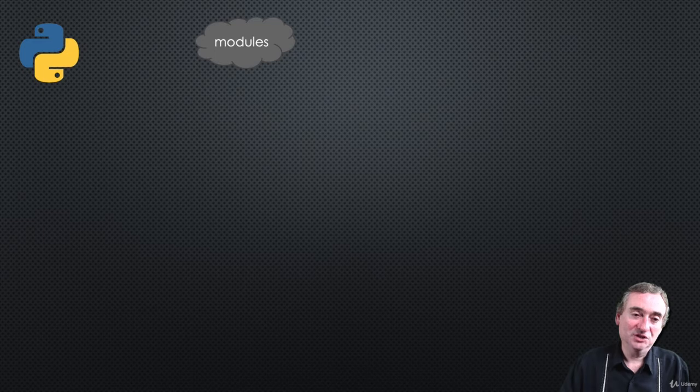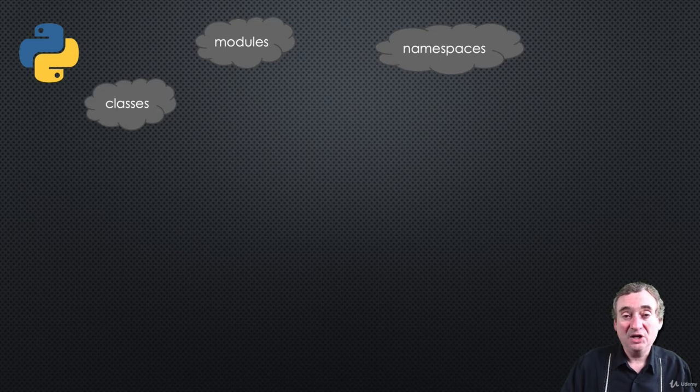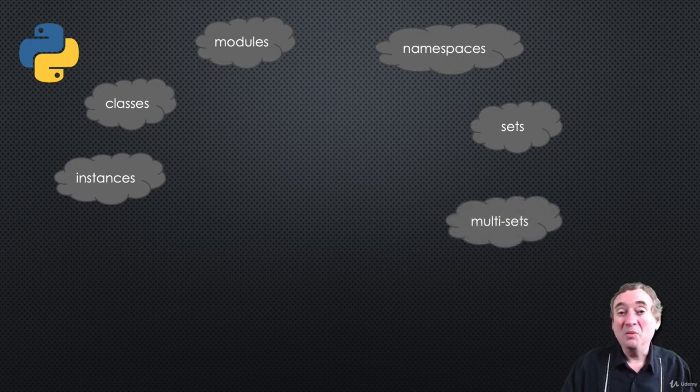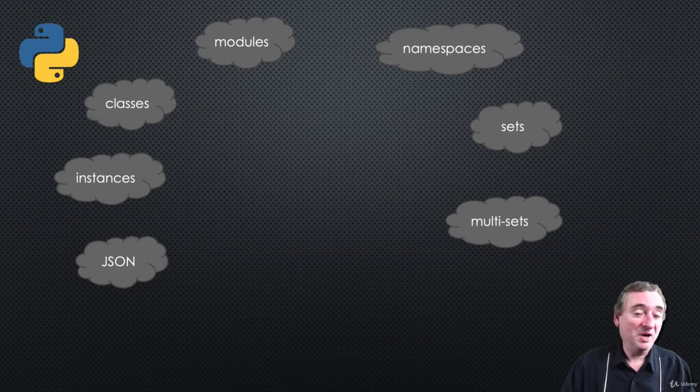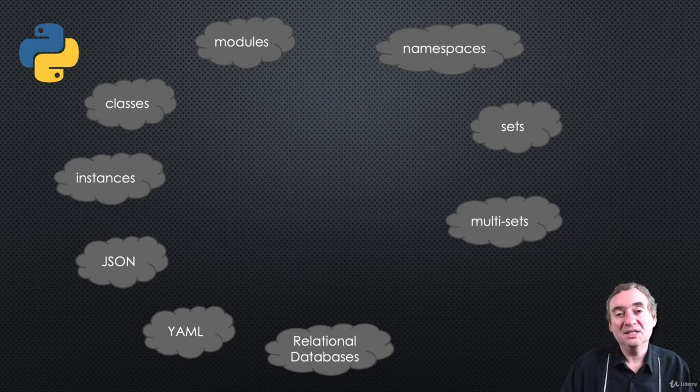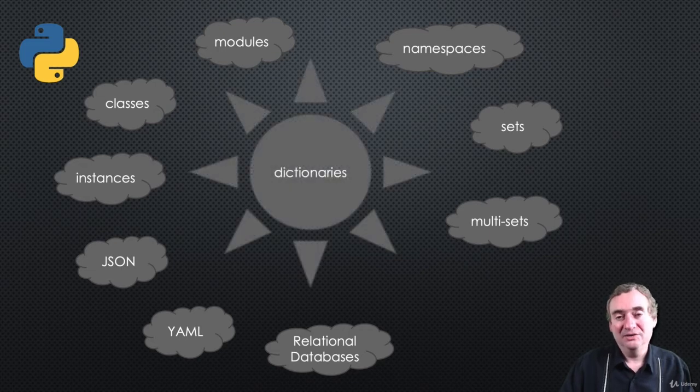Now let me ask you this question. What do modules and namespaces, classes, all these are Python objects, right? They're Python things. Their modules are in Python. Namespaces like globals and locals, classes, instances, sets, even function arguments, for example, or multisets. And if we even look outside of Python, we can look at things like JSON, or YAML, or even relational databases. There is one common theme to all these things, and many others that I don't mention here. What do you think that is? Dictionaries. Dictionaries are kind of a central piece of Python.